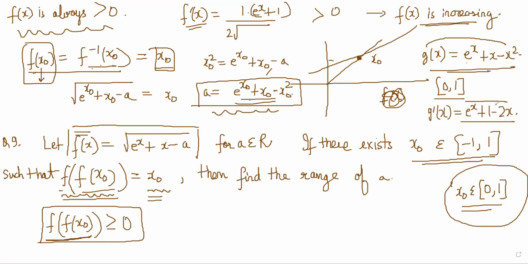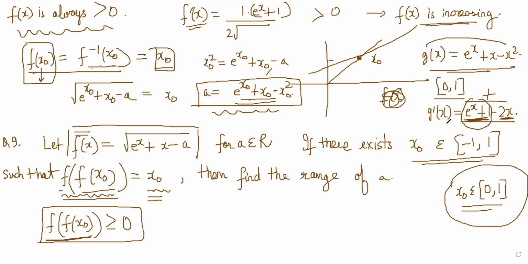Let's just check once. At 1, what is the value? e power 1 plus 1 minus 2, so e power 1 minus 1, which is positive. At 0, it is still positive. Can we prove that it's always positive between 0 to 1? What is the maximum value of this? Minus 2. And for e power x plus 1, the minimum value is 2. So the minimum of this is 2 and the maximum of this is 2, so it will be positive always.